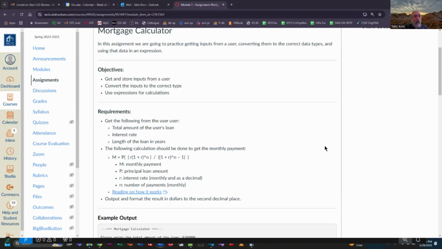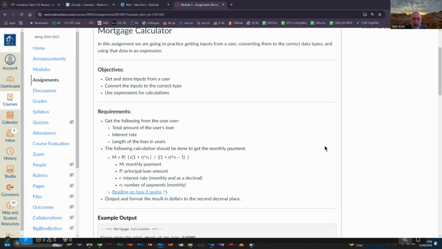So it says, get the following from the user: the total amount of the user's loan, the interest rate, the length of loan in years. All right, I don't know if you guys are picking up on this, but this is super similar to what we already did with the Module 3 lab, right? So it's not much of a step beyond that, just a different formula that we're working with.